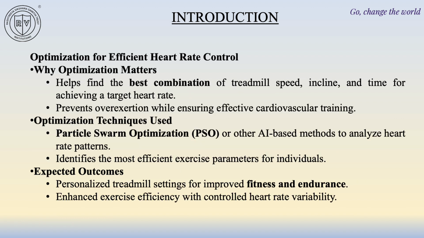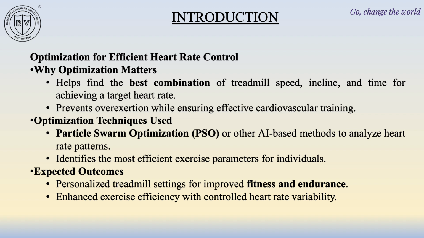Optimization for efficient heart rate control. Why does optimization help? This helps us to find the best combination of treadmill speed, inclination, and time for achieving a target heart rate. Athletes and people who are training for sporting activities can use this study, and it helps them to achieve the perfect set of parameters for their desired heart rate.